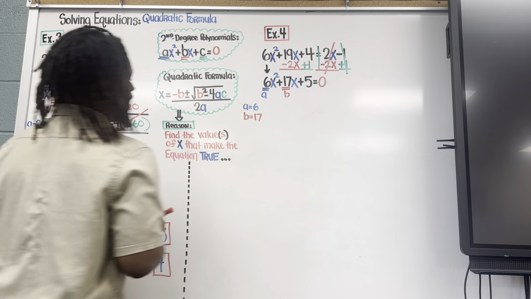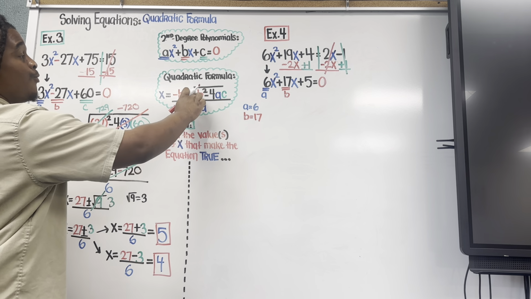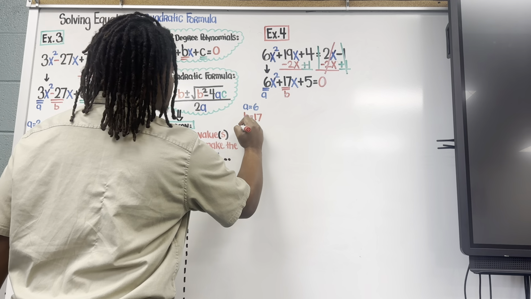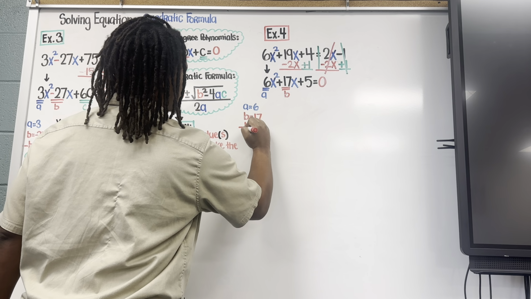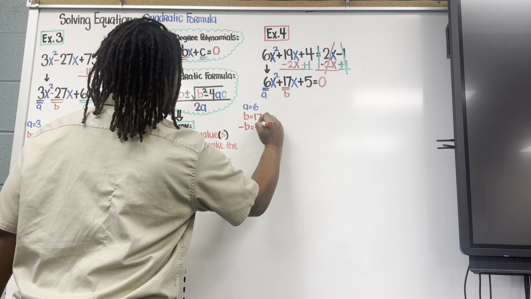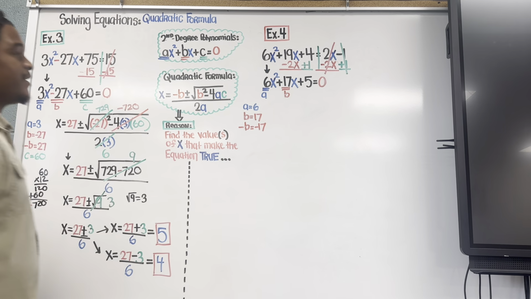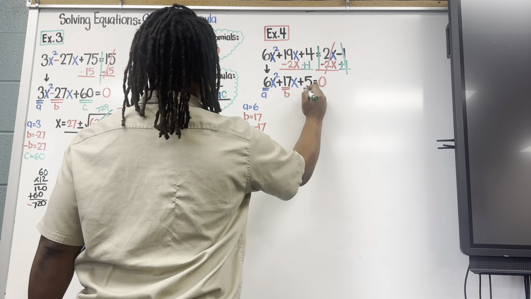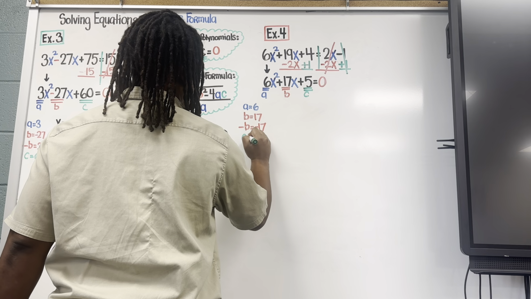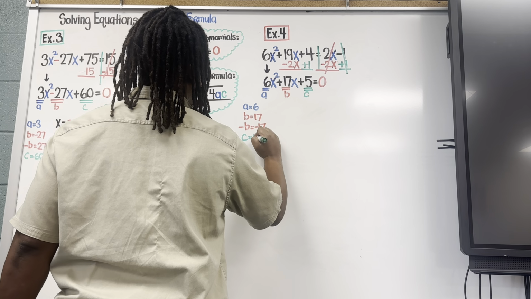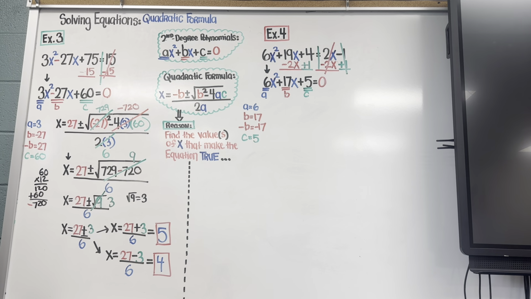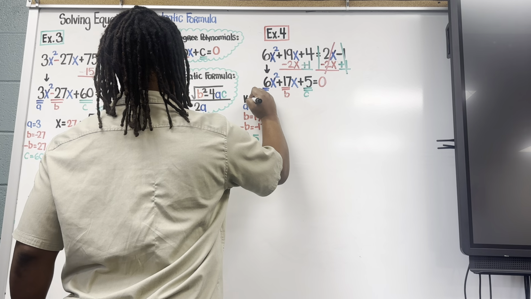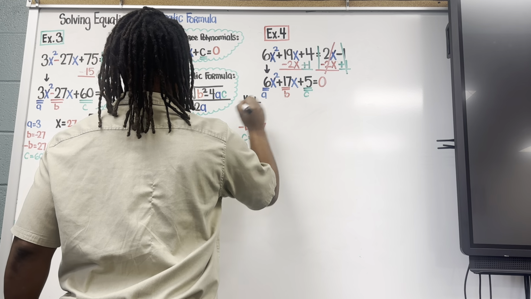But I always note that in the quadratic formula, we have a positive b, but we also have a negative b. If positive b equals positive 17, then negative b equals negative 17. And then last but not least, we have a constant c, which is 5. That is the little key that I need in order to plug in the correct values within the quadratic formula.